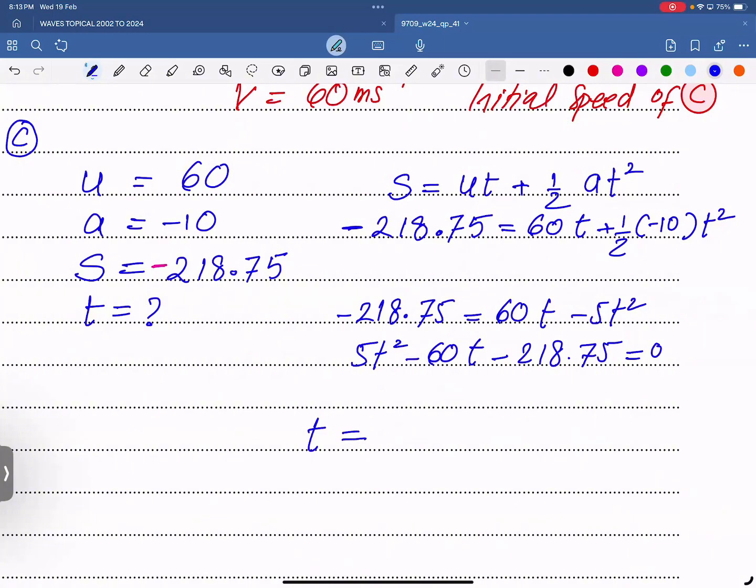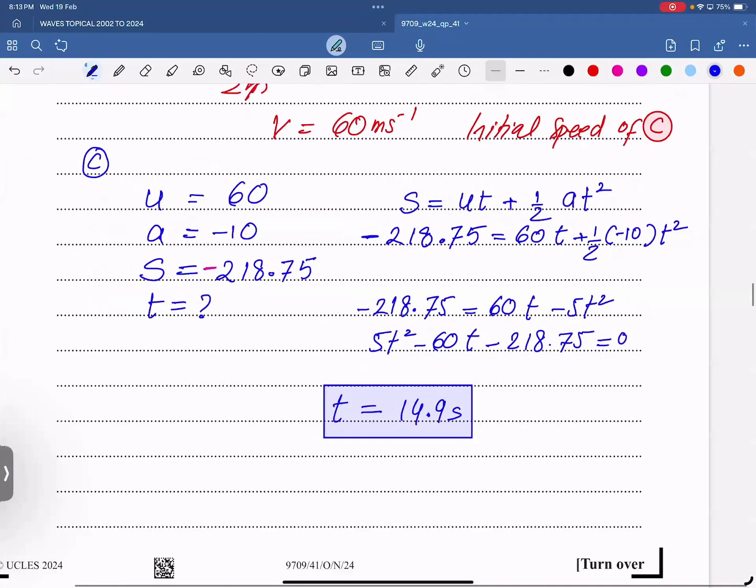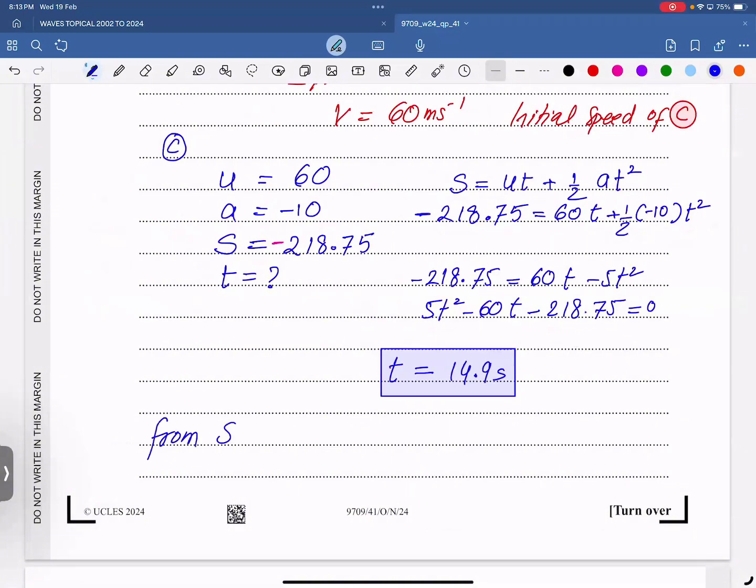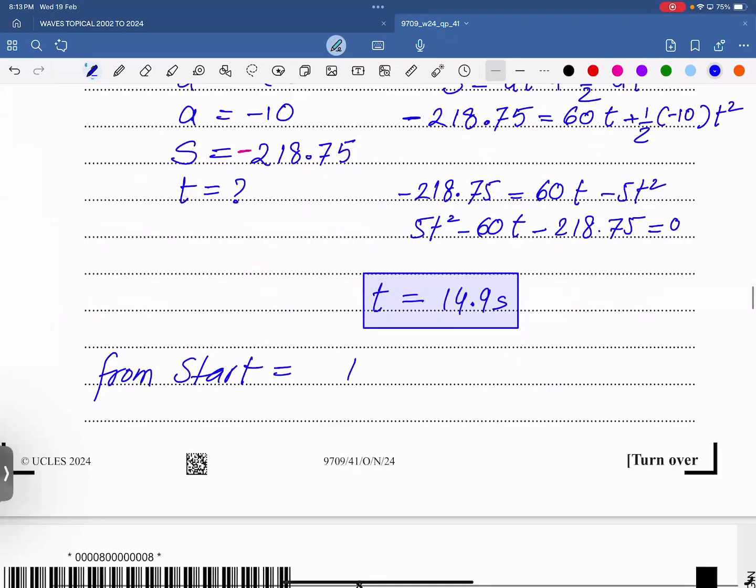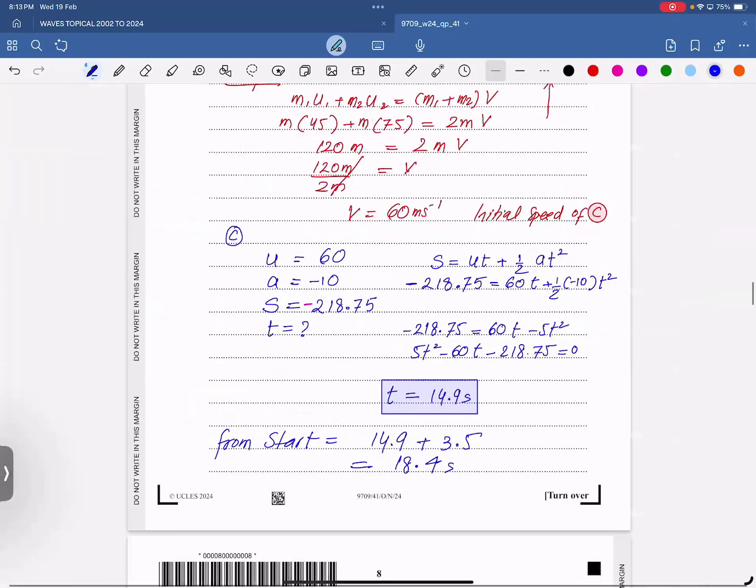So the time comes out, certainly the positive one. If one is negative, you will ignore it. So 14.9 seconds. So this connected particle reaches the ground after 14.9. But you need the time from the start. From the start, before that, A was in motion for 3.5. So 14.9 plus 3.5, can you add them? 18.4 seconds. So it's a good question on momentum.